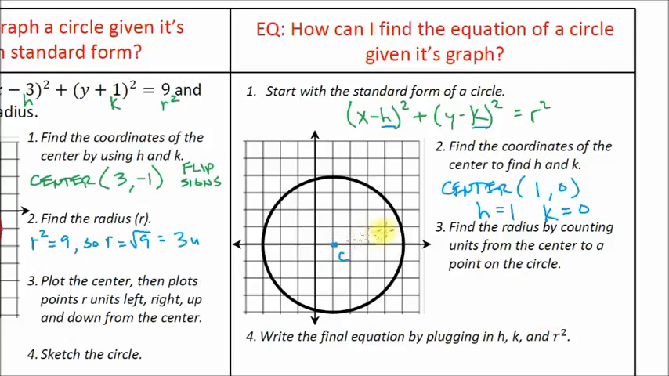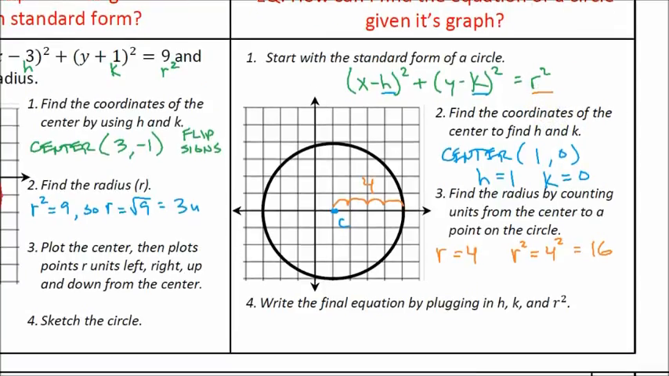And the radius is easy. You always want to count left or right. I'm going to count right. 1, 2, 3, 4 units. So our radius is equal to 4. So r is equal to 4. Now remember, in our equation we have to write r squared. So I'm going to change that right now. r squared is 4 squared, which is equal to 16. That's what's going to show up in our equation, r squared.